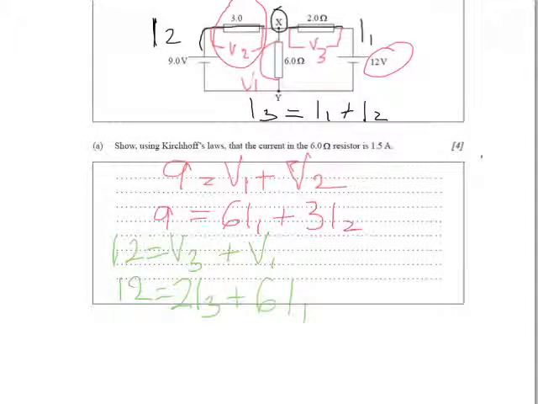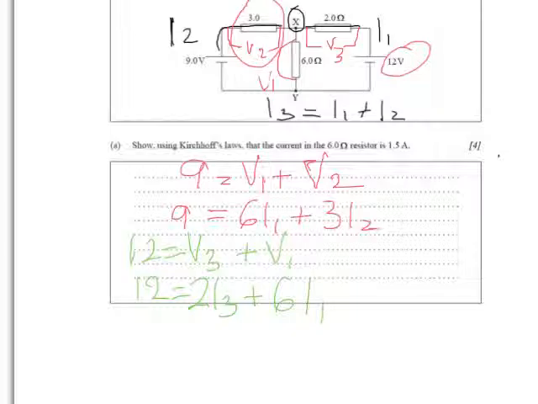Okay, and here you have it. It's 12 equals V3 plus V1, and if we expand it out, it's 12 equals 2I3 plus 6I1. So what have we got? We've got 3 equations. We've got equation 1, equation 2, and this is equation 3. So we just have to substitute these into each other until we get I1, this one here.